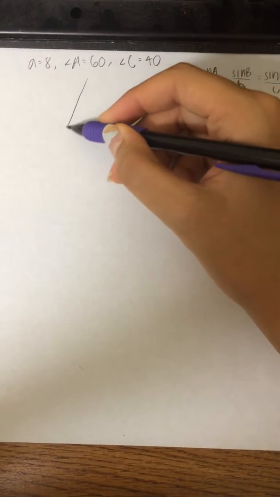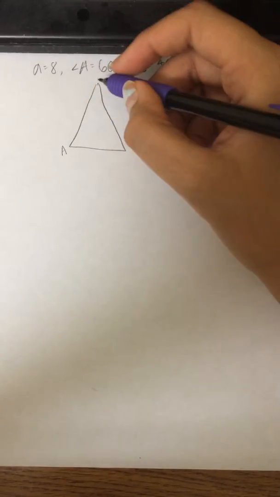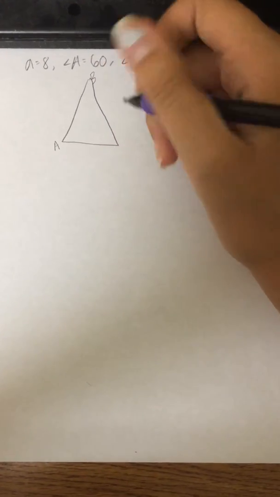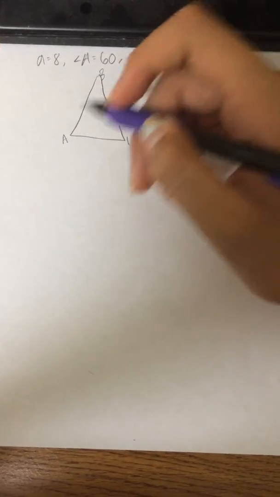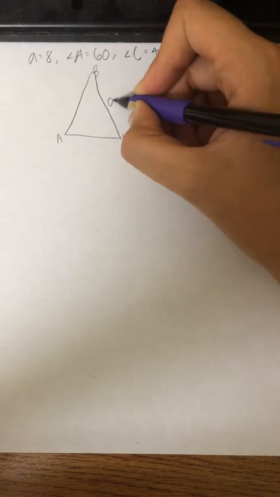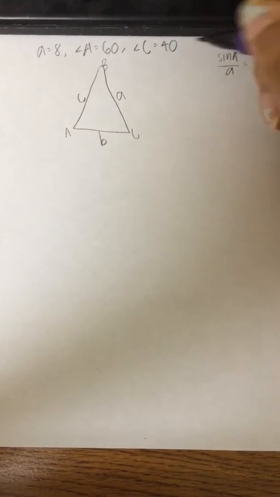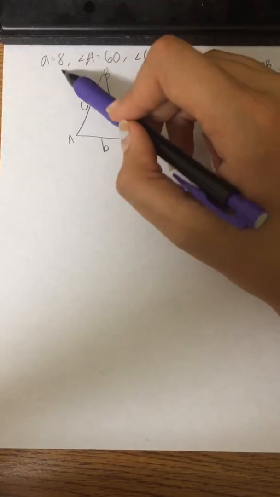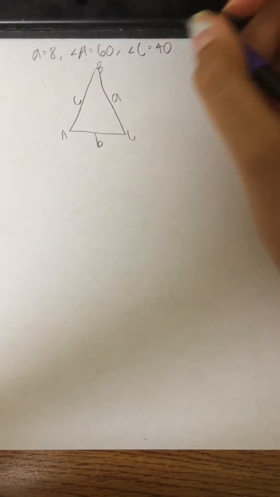So I'm first going to draw my triangle. It is not drawn to scale at all. Now we're going to label our sides. We have side A, side B, and side C. After you have that, you have to label your sides. Your sides are going to be the ones opposite to your angles. So this is going to be side A, this is going to be side B, and this is going to be side C.